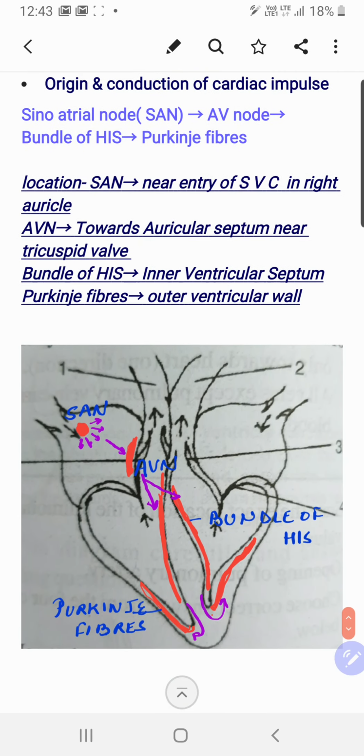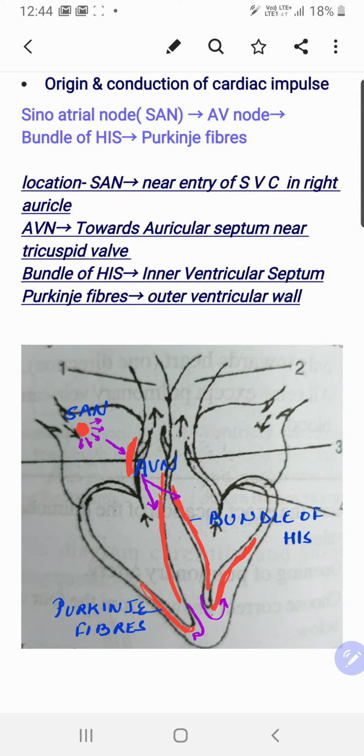Origin and conduction of cardiac impulse. So every time I am telling you that the heart can generate a potential difference, it can generate electric current, right? That means wherever the electric current passes in the heart, it will bring a state of excitation, and that area will lead to contraction. The place in the heart where the impulse is passing by will be a stimulus for that area to contract.